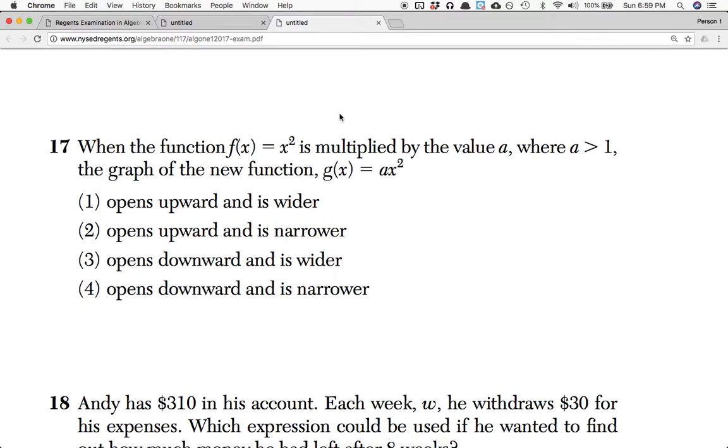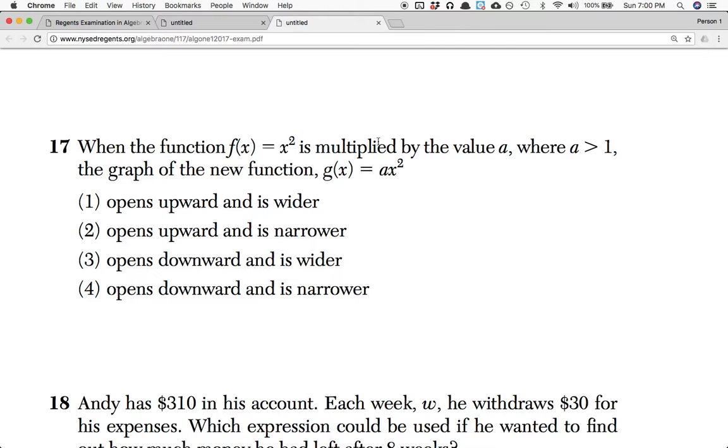Question 17. When the function f of x equals x squared is multiplied by the value a, where a is greater than 1, the graph of the new function g of x equals a times x squared. Does it open upwards and wider, open upwards and narrower? Is it opening downwards and wider, or downwards and narrower?